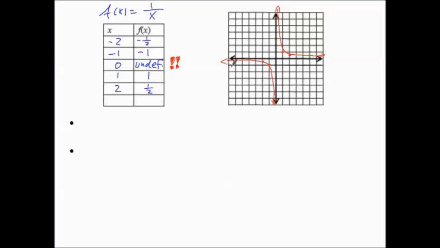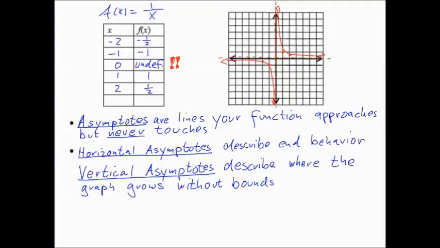This is what the graph of the parent rational function looks like. And very importantly, please note that those two parts of the graph will never cross or even touch the y-axis, because we cannot have a value that divides by 0. And they will also never touch the x-axis. And here are two new concepts that we will use now. Those dotted lines that I have put in here are called asymptotes. Asymptotes are lines your function approaches but never touches.